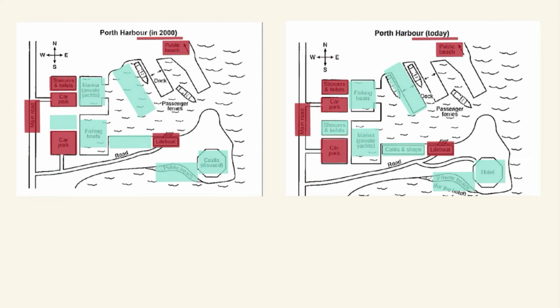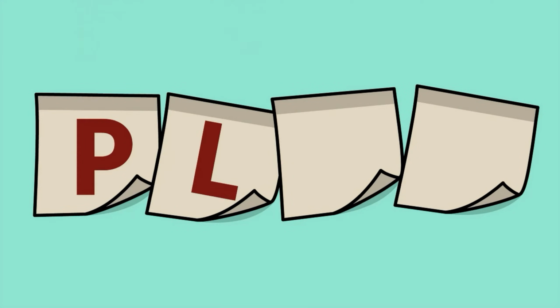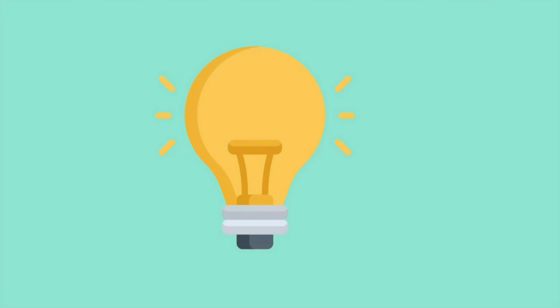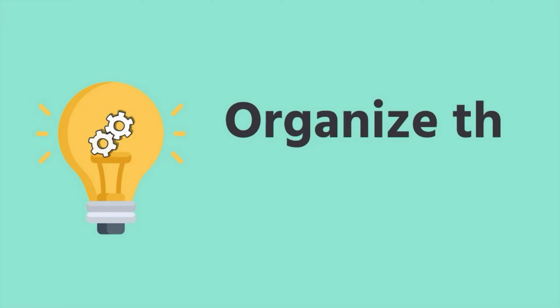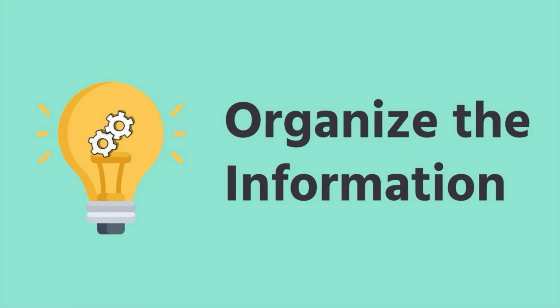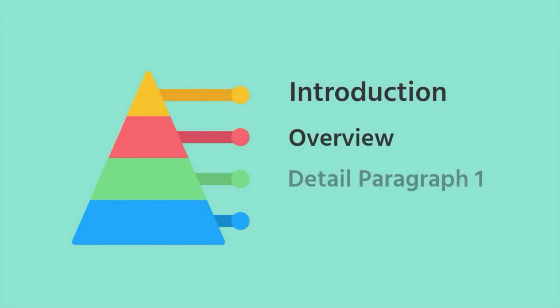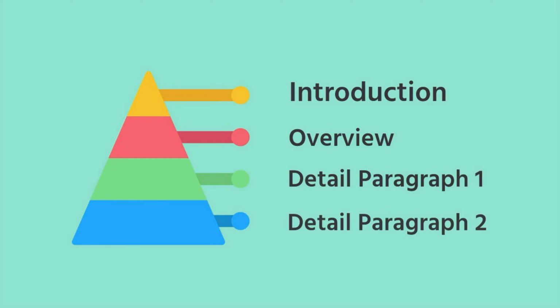Now I have marked the similarities and the differences. It's time to plan. Stage 2. Planning the essay. Lots of information, right? Don't report all of it. The planning stage is for organizing all the information. So, structure your essay into 4 paragraphs: introduction, overview, detail paragraph 1, and detail paragraph 2.